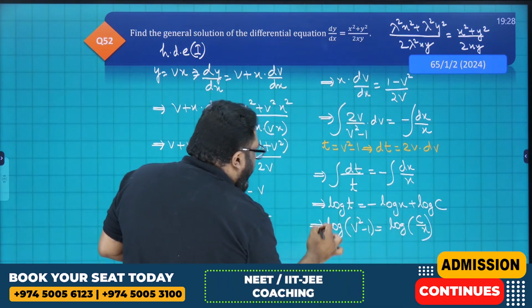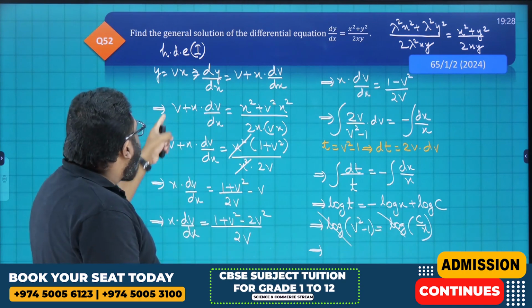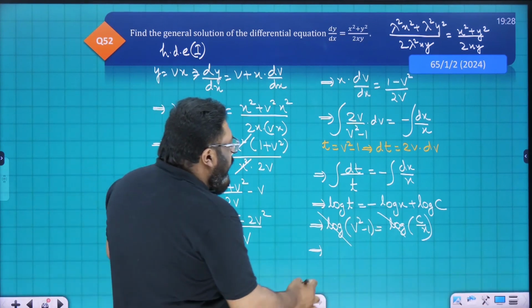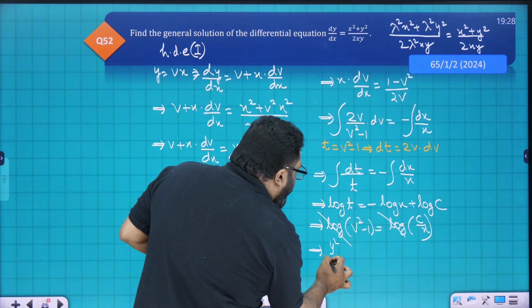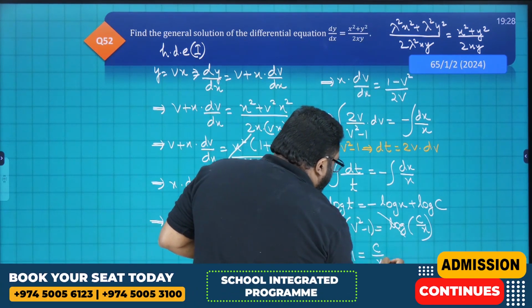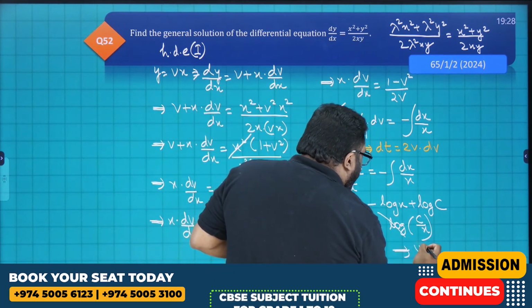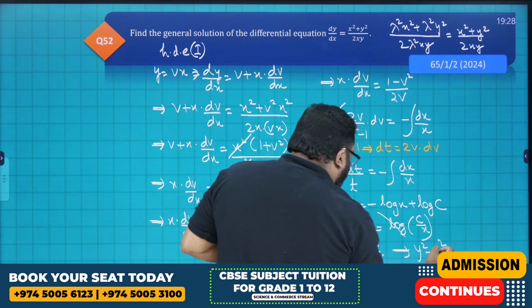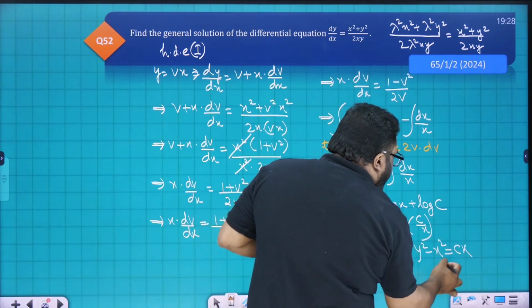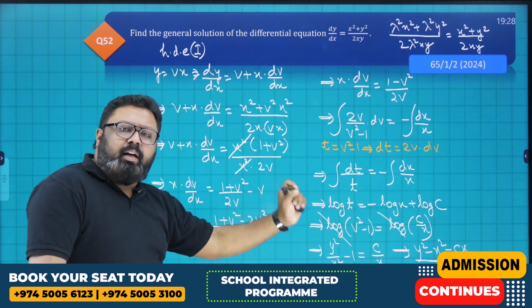So log cancels off. v squared is going to be y squared by x squared. So y squared by x squared minus 1 is equal to c by x. Just take LCM both sides. You will get y squared minus x squared is equal to cx. y squared minus x squared is equal to cx, my dears.